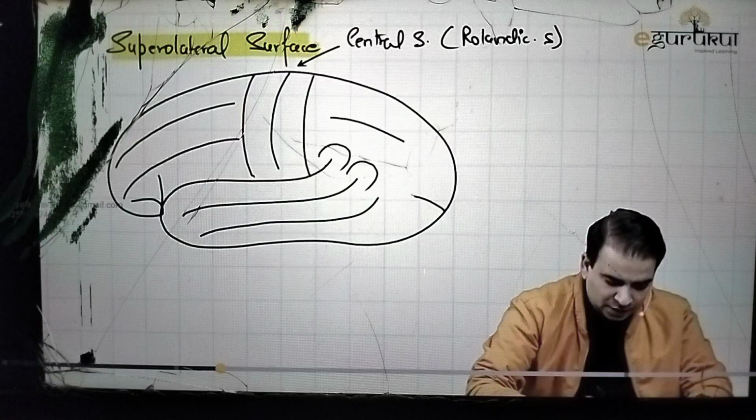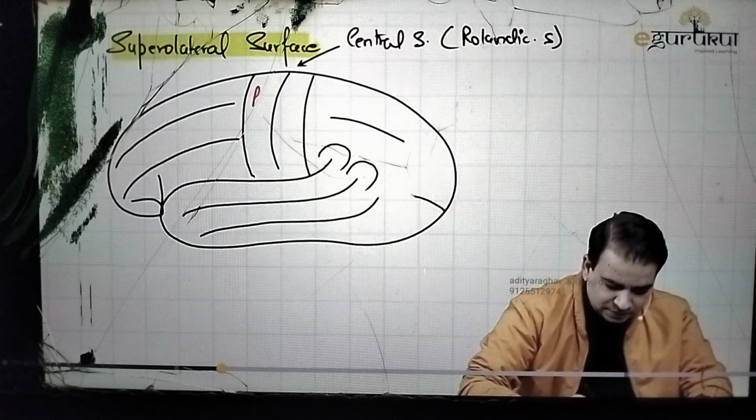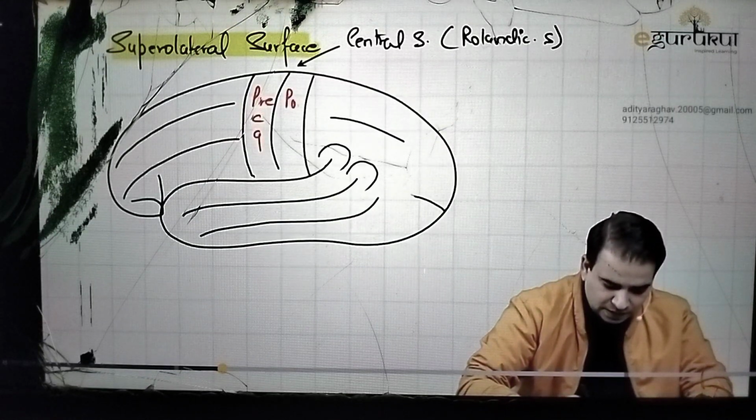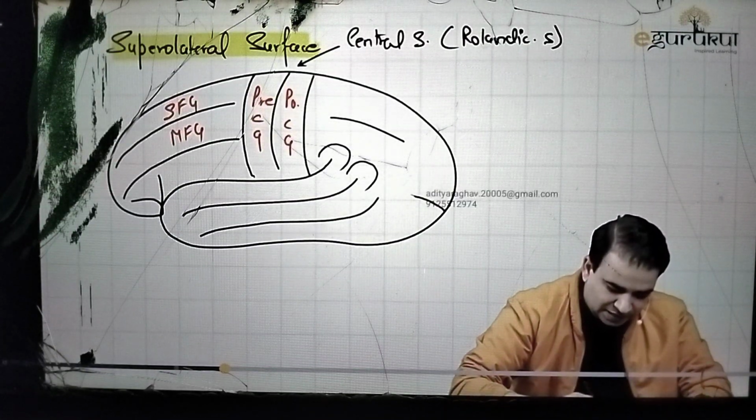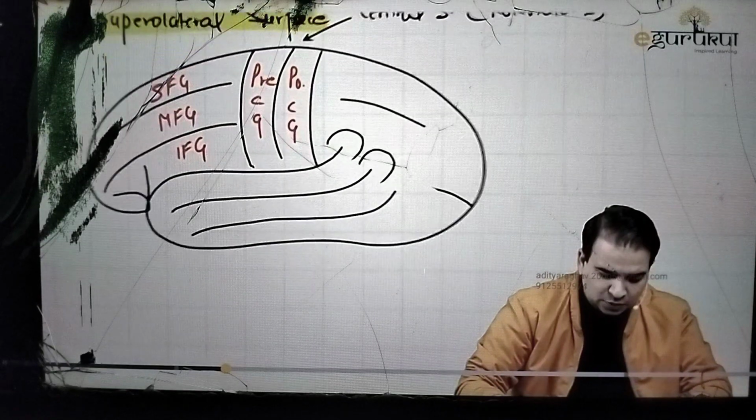Now this here is the pre-central gyrus. This is the pre-central gyrus, and this is the post-central gyrus. This is the superior frontal gyrus. We have a middle frontal gyrus, and this is the inferior frontal gyrus. I'm just writing them in short. So this is superior frontal, middle frontal, inferior frontal gyrus.